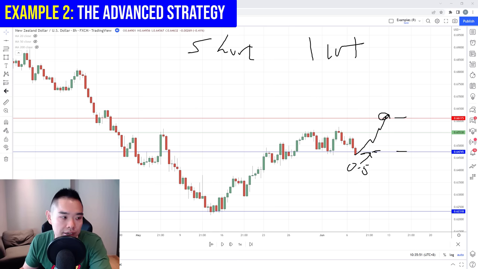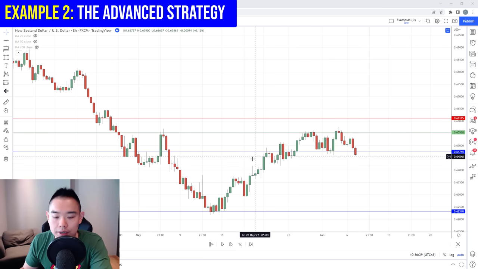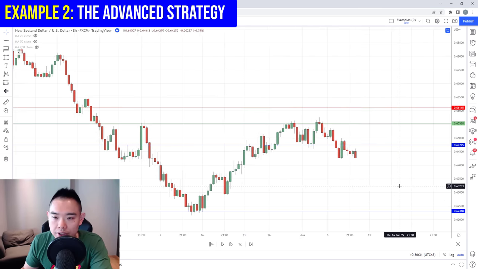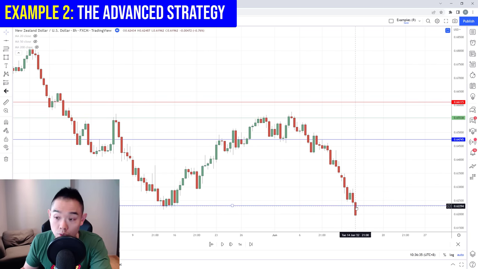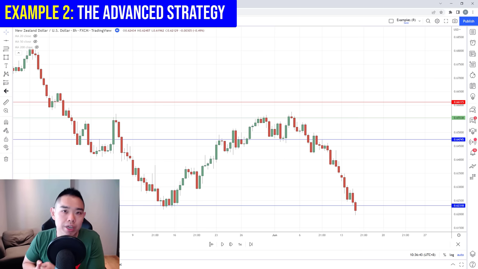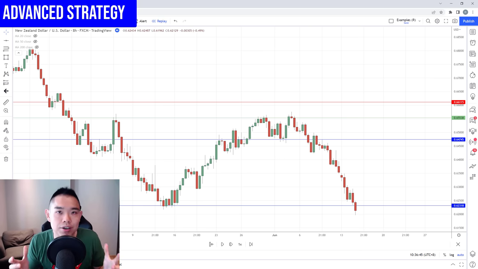So that's how multiple targets work. We can see that in this case, the market did eventually hit down lower and hit our second target as well. As I've said, it's a cherry-picked chart. This trade would have worked pretty beautifully in your favor. But bear in mind, there are times where the market could also reverse against you, hit your stop loss, and that's the reality of trading.